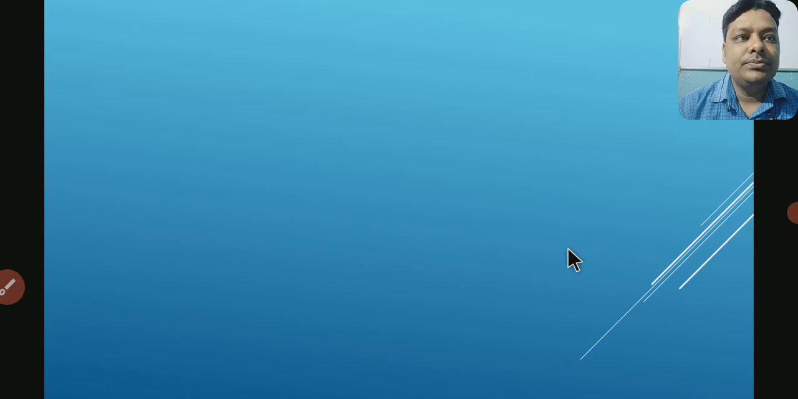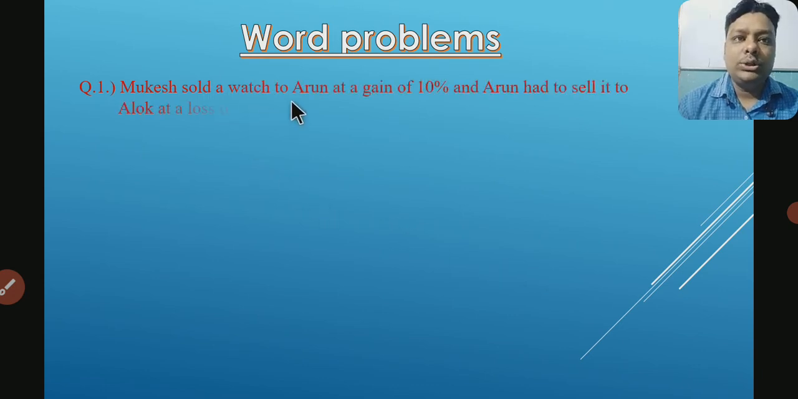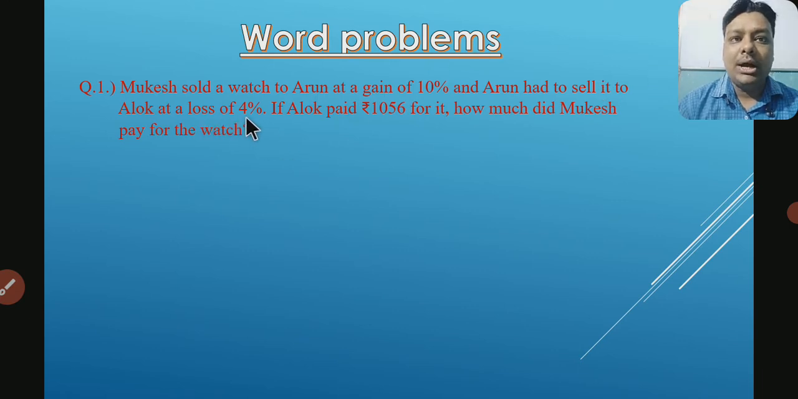Now here you can see the first question: Mukesh sold a watch to Arun at a gain of 10%, and Arun sold it to Alok at a loss of 4%. If Alok paid rupees 1056 for it, how much did Mukesh pay for the watch? It is continuous selling. We have to find how much Mukesh paid for the watch. So at first we will assume the CP of the watch for Mukesh is rupees X.